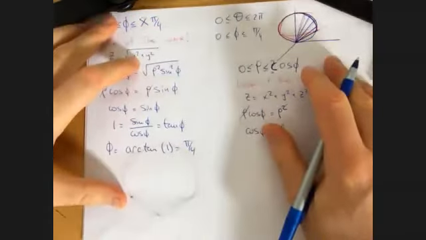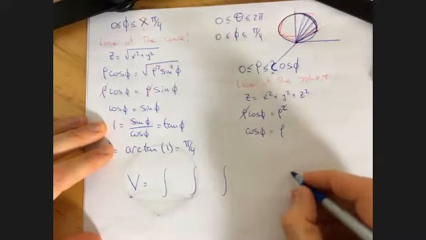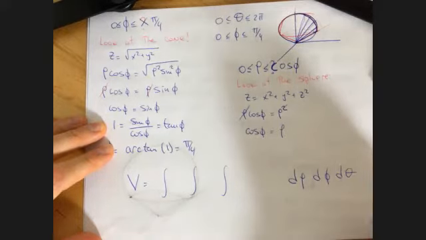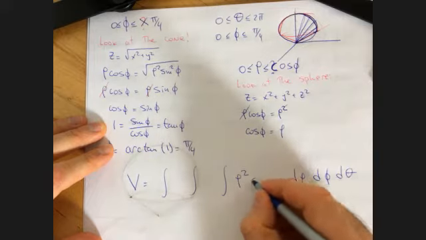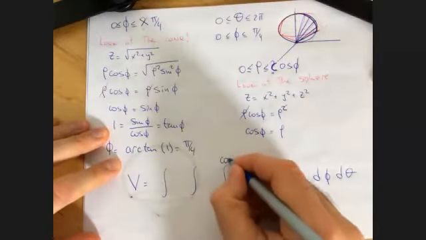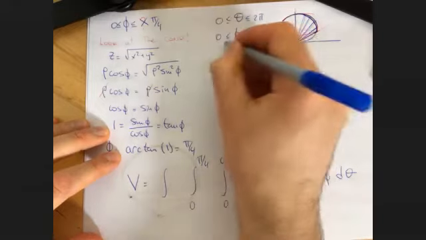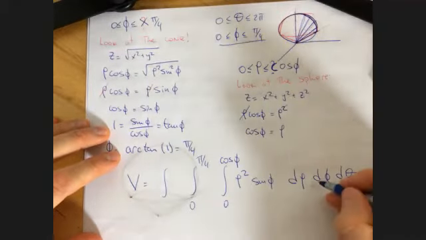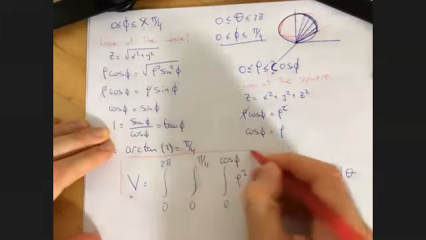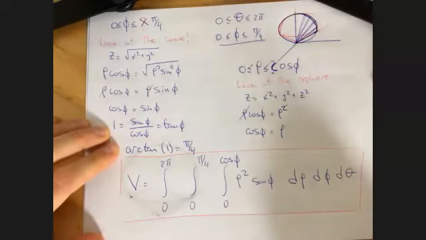So the answer in part A is that if you want to use the order of integration d rho, d phi, d theta, the Jacobian is rho squared sine phi. So rho runs from 0 to cosine phi. Phi runs from 0 to pi over 4, and theta runs from 0 to 2 pi. Any questions?